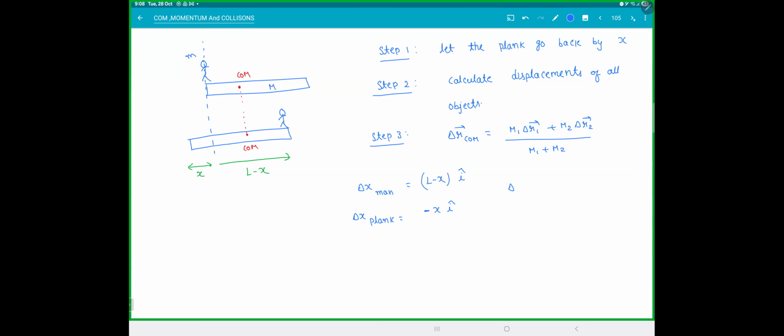How much did the center of mass move? 0. Why? There is no external force on the system. So therefore, delta x center of mass is mass of the man into displacement of the man, m into L minus x, plus delta x of the plank, capital M, displacement is minus x, by m plus M, is equal to 0. From here we get x is equal to mL by m plus M. Are you clear with this?